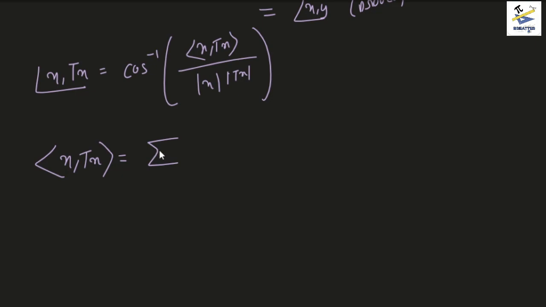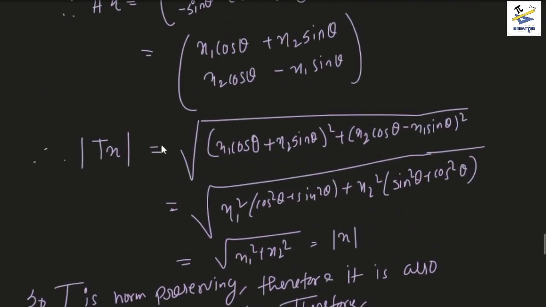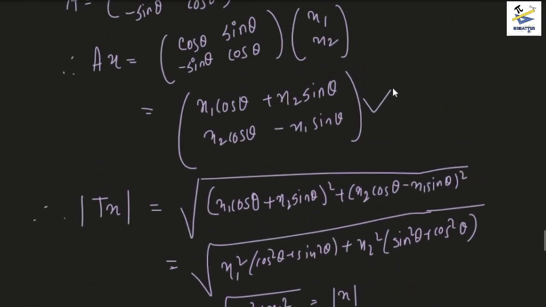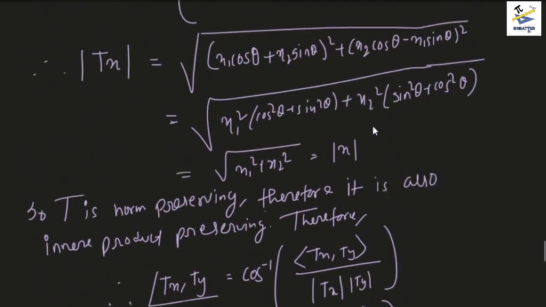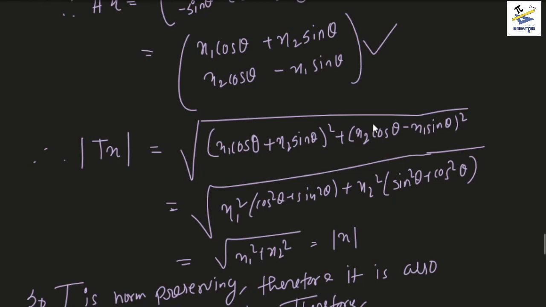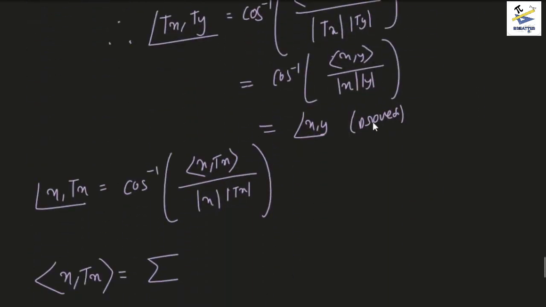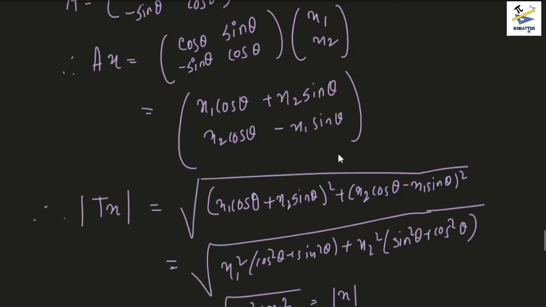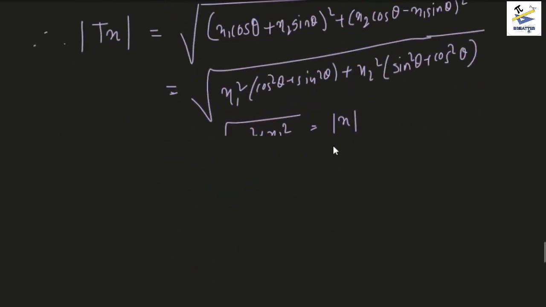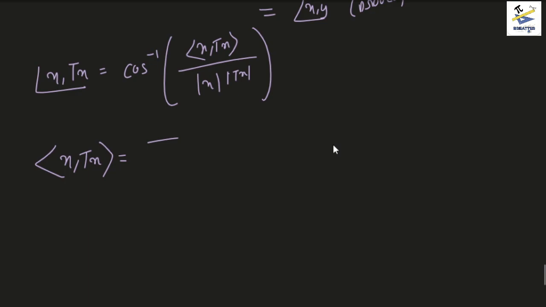Let me find it the traditional way, because we need to check the definition of Tx again. So we found that Tx was this matrix here, x1 cos theta plus x2 sin theta, x2 cos theta minus x1 sin theta, and x is given as x1 comma x2, so we can just multiply them together. So we don't need the summation sign here.